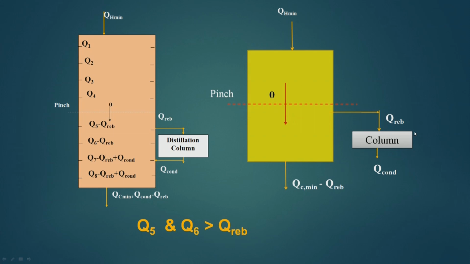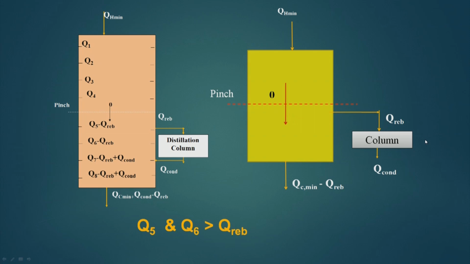Similarly, here partially I am doing integration. This is taking below the pinch Q reboiler heat, because this is a source. If I take heat from here, it will decrease my QC minimum, and it has decreased the QC minimum by Q reboiler amount. So, my cold utility has decreased, whereas my hot utilities remain the same, and this condenser goes to the cold water again. So, if I am doing the partial integration, it is going to decrease the cold utility of the process.